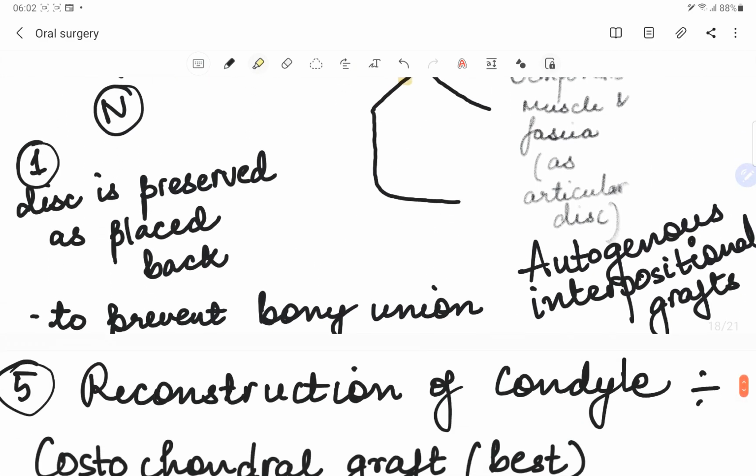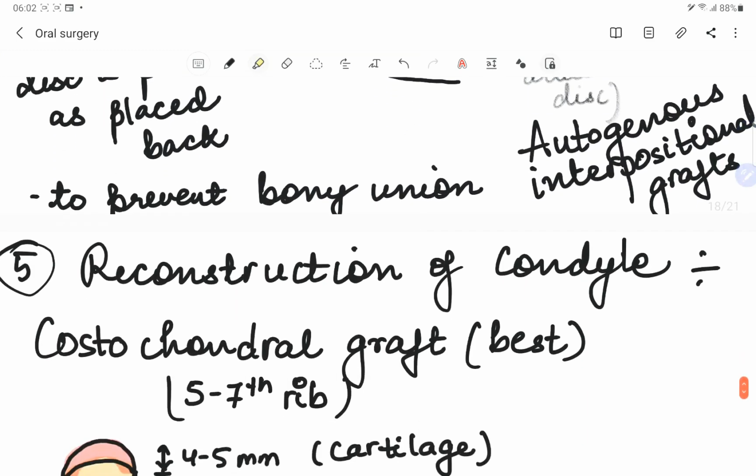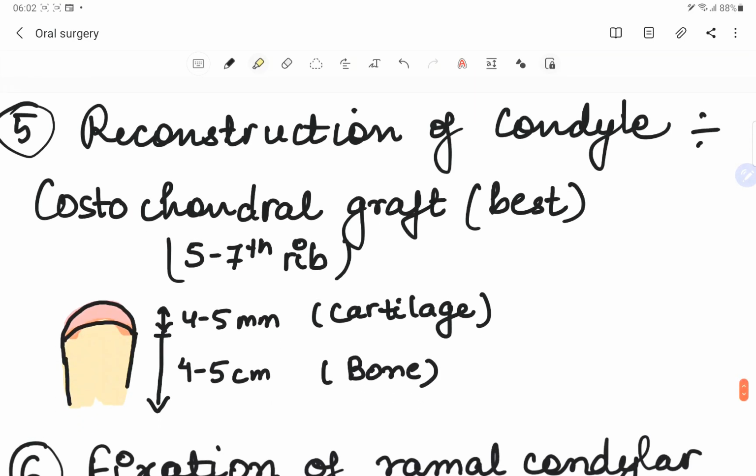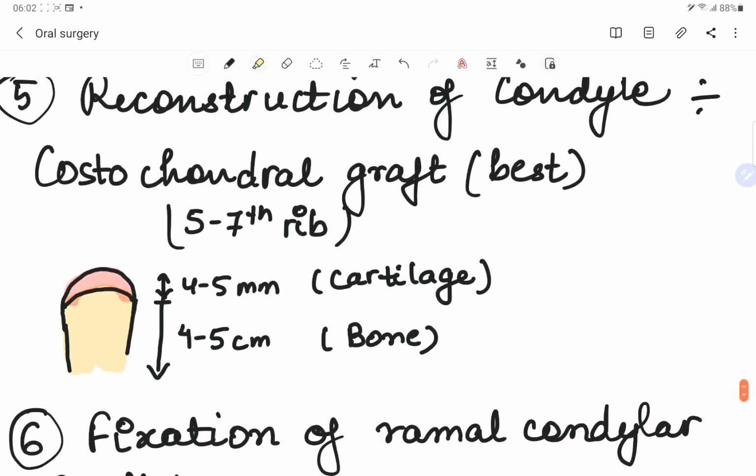Now there is not going to be a re-ankylosis, we know, because we have placed a graft between these. It is going to act as the articular disc, not exactly, but there is not going to be any fusion again, right. So there is decreased ramal height since we have removed the condyle also, coronoid also. So in order to restore or reconstruct the occlusion back, we are going to put a costochondral graft.